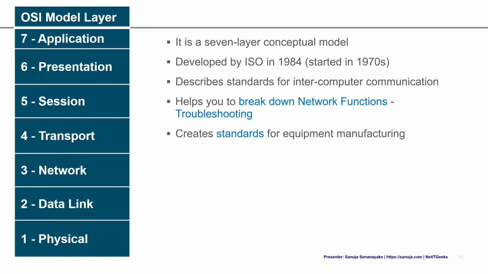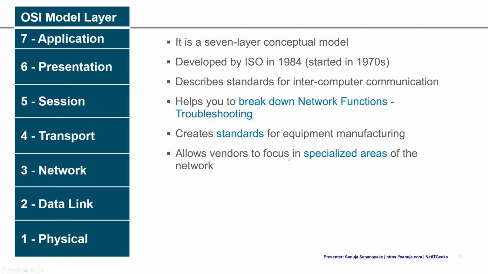It creates standards for equipment manufacturing, as I mentioned before, and allows vendors to focus on specialized areas of the network, so that different vendors may specialize their organization's products into different layers. For example, Intel may produce physical Intel NIC cards, while organizations such as Microsoft use the application, presentation, and session layers, the upper layers, to develop their products, because Microsoft has no interest in building, as of 2022, a network interface card.